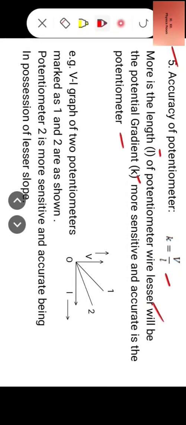For example, graphs of two potentiometers marked as 1 and 2 are as shown. Here potentiometer 2 is more sensitive and accurate, being in position of lesser slope.